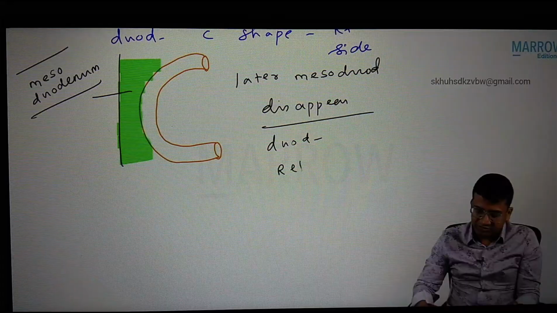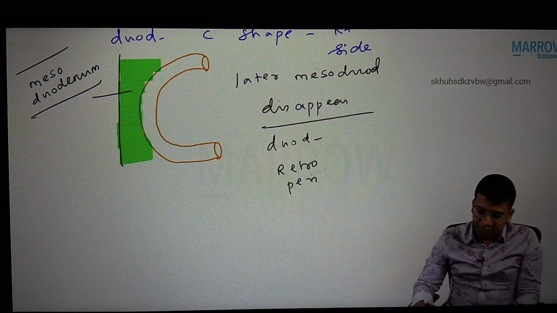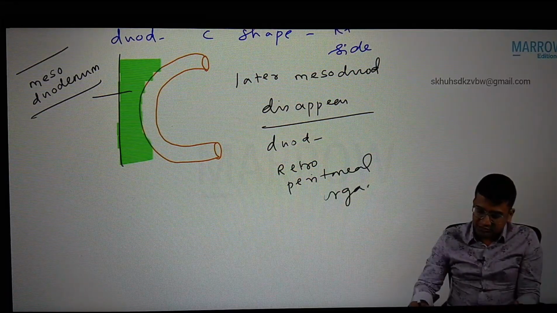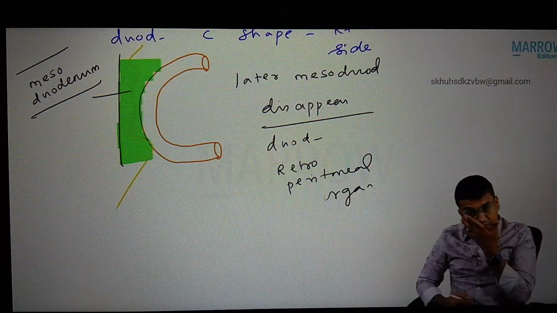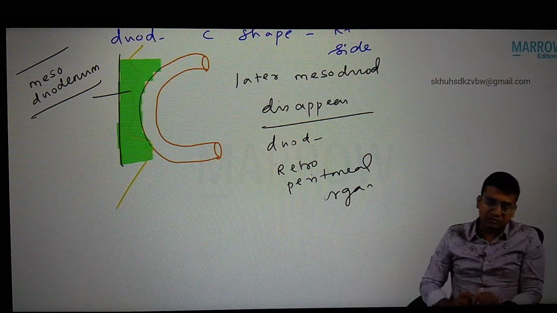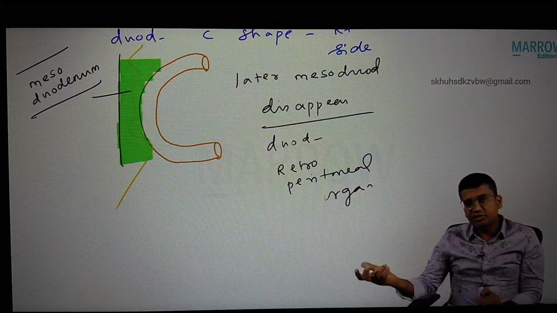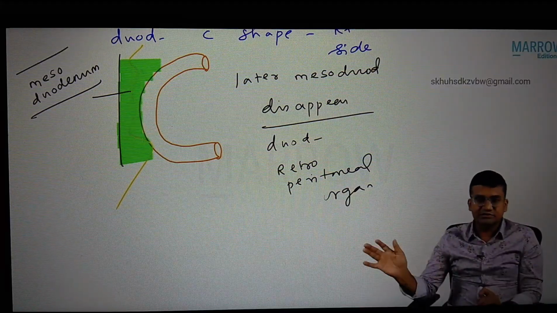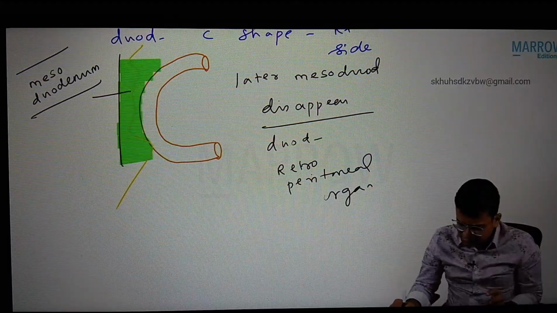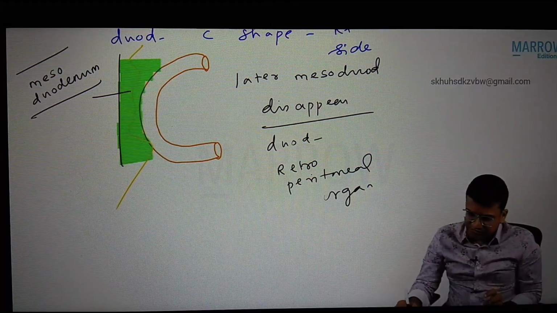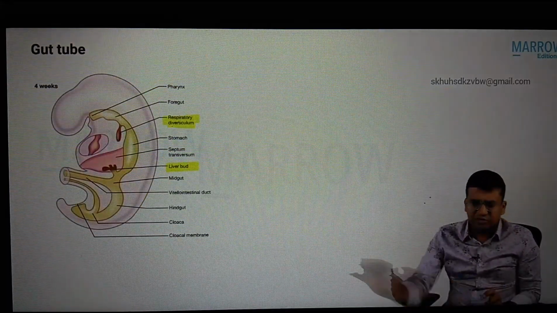So, duodenum becomes retroperitoneal organ. Later, this part, the mesoduodenum will disappear, and the duodenum is attached directly to the posterior abdominal wall. So, duodenum is not having the peritoneal fold. The mesoduodenum disappears. Okay, that's all. Now, next, we're going to see the development of liver. That's all about duodenum development.